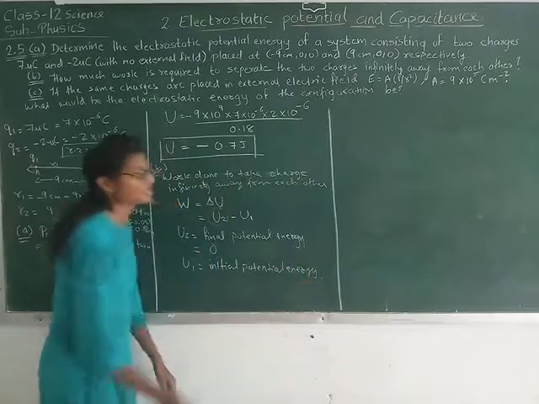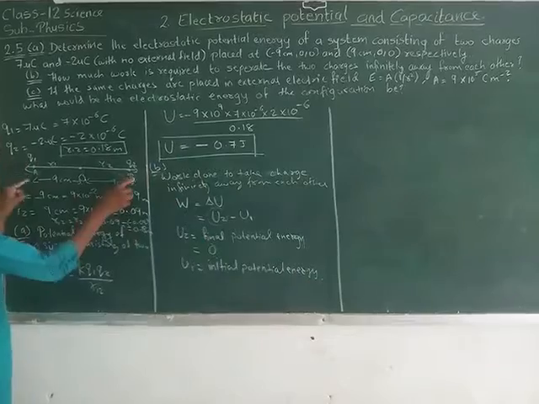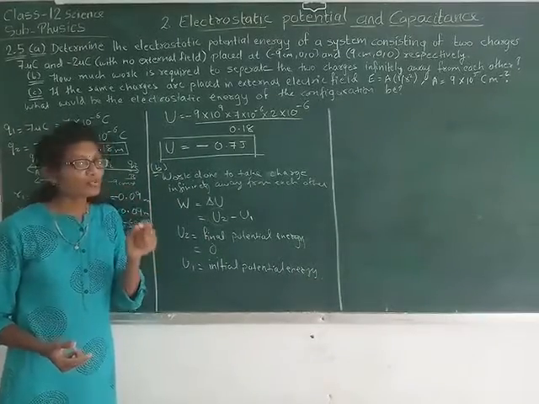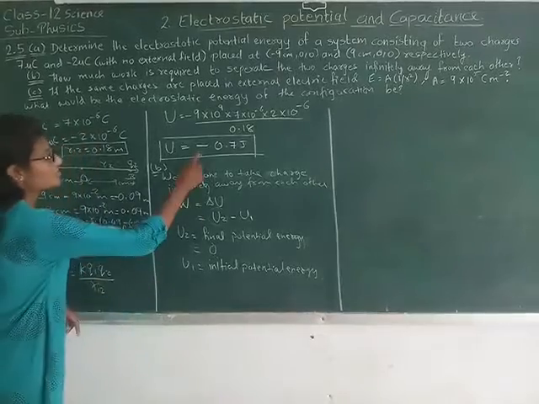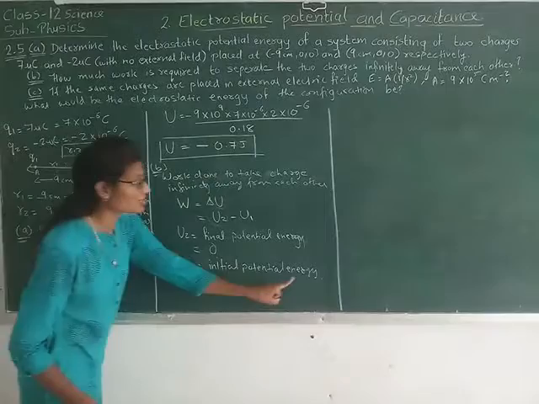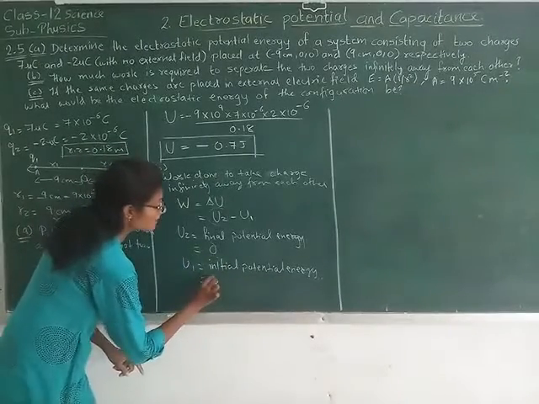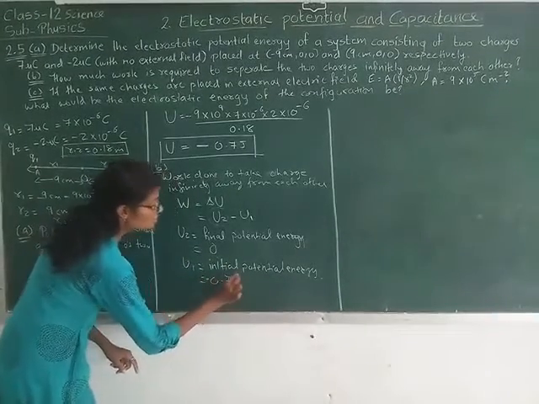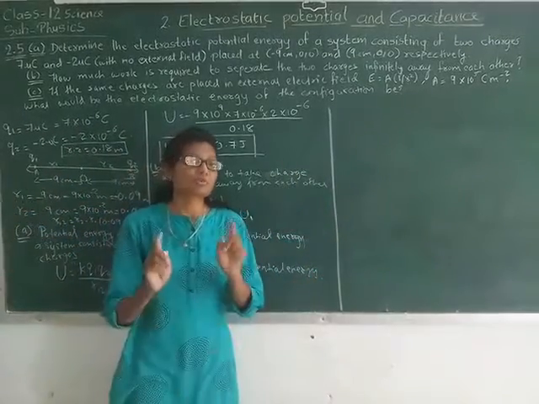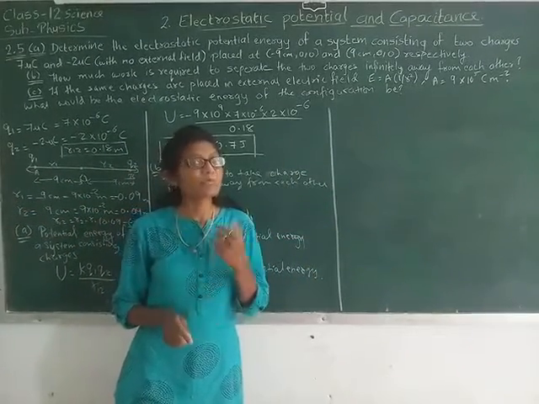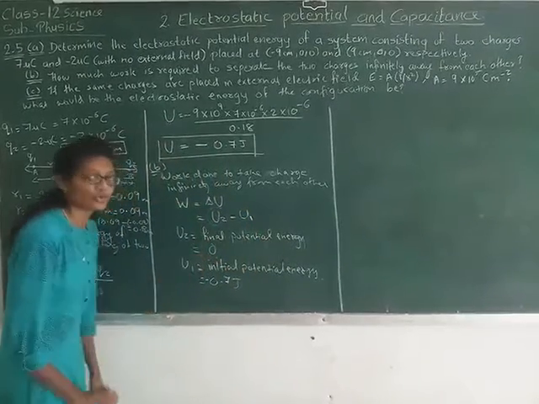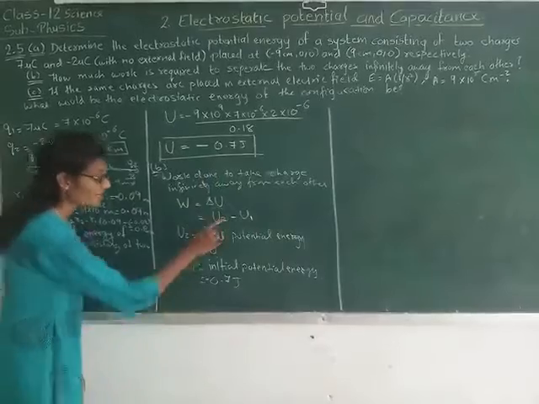Already the charges are placed 18 centimeter away from each other, and in that case we got the potential energy as minus 0.7 joule. So the initial potential energy is minus 0.7 joule. When we separate these two charges to infinite distance, the potential energy at infinite distance will be 0. So the final potential energy is considered to be 0, right?